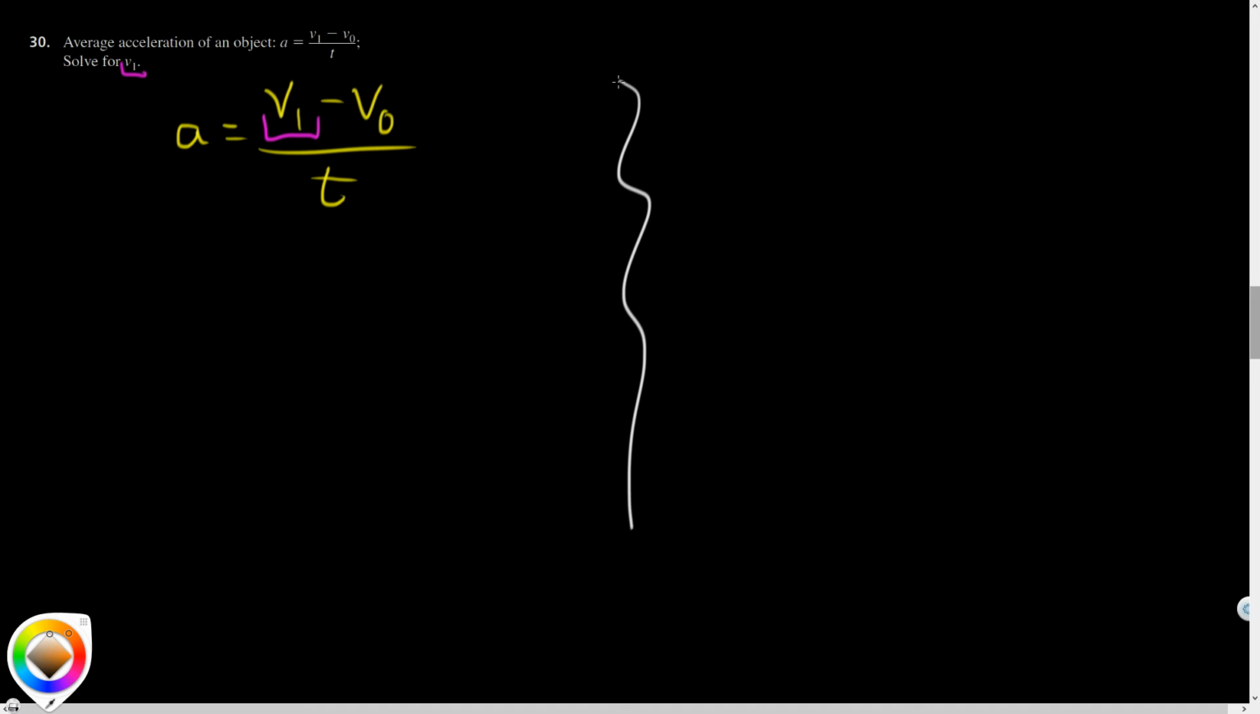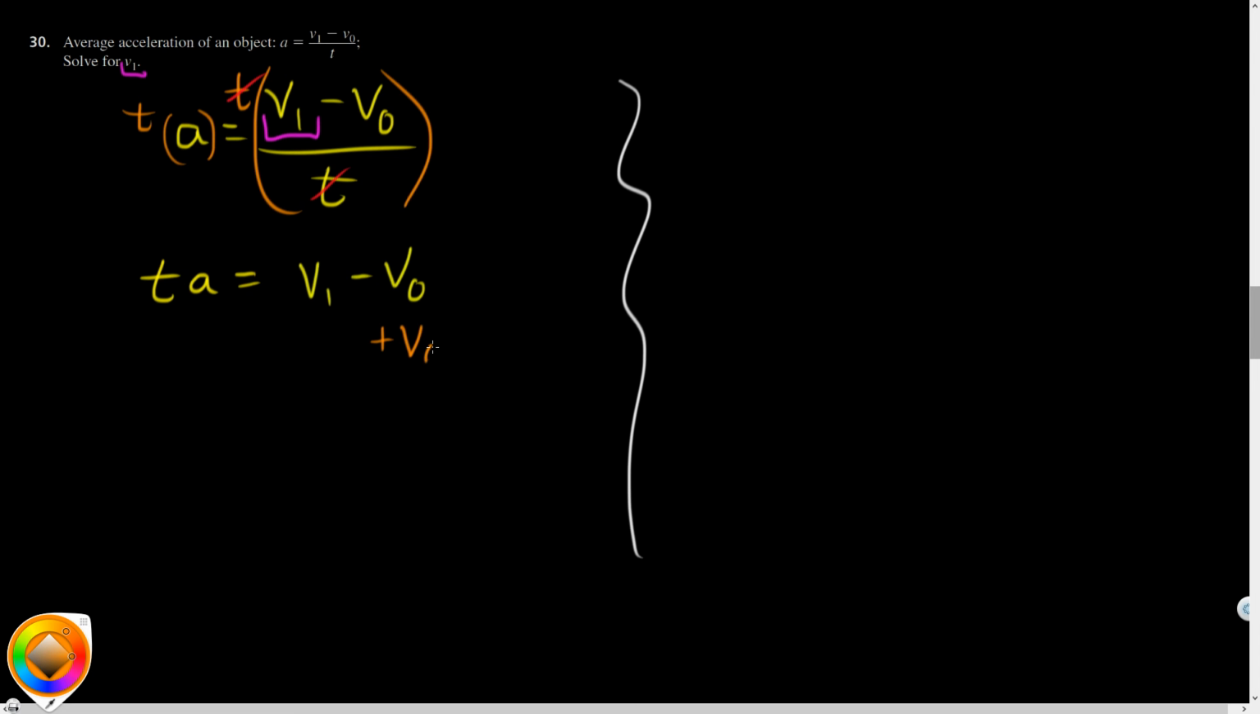I'm going to do this 2 different ways. I like the idea it's all being divided by t, so I like your first move, Jake. I'm going to multiply both sides by t. So ta is equal to, notice what happens here, the t's cancel out, and I'll have v sub 1 minus v sub 0. Ooh, guys, we're getting warmer. I'm trying to get v sub 1 by itself. How do I get rid of this v naught? V sub 0, add it to both sides.